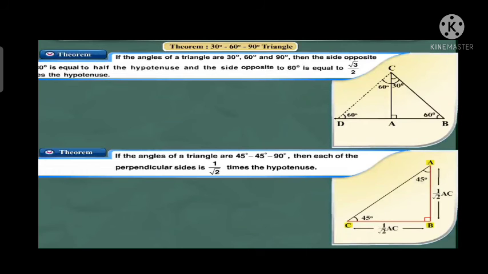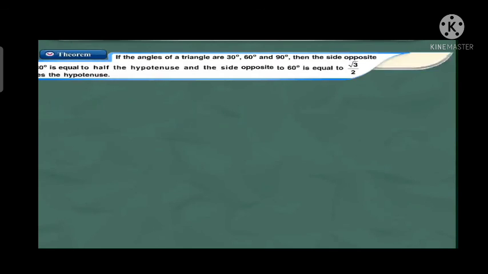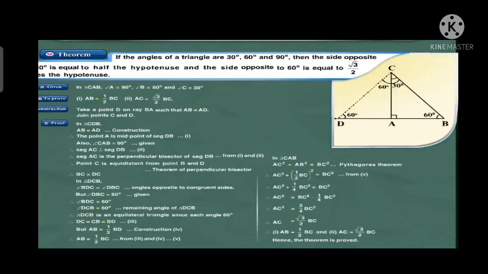Now let's see students, we have already learned about this theorem, that is 30, 60, 90 degree triangle and 45, 45, 90 degree triangle. Theorem. If the angles of a triangle are 30 degree, 60 degree and 90 degree, then the side opposite to 30 degree is equal to half the hypotenuse and the side opposite to 60 degree is equal to root 3 upon 2 times the hypotenuse.